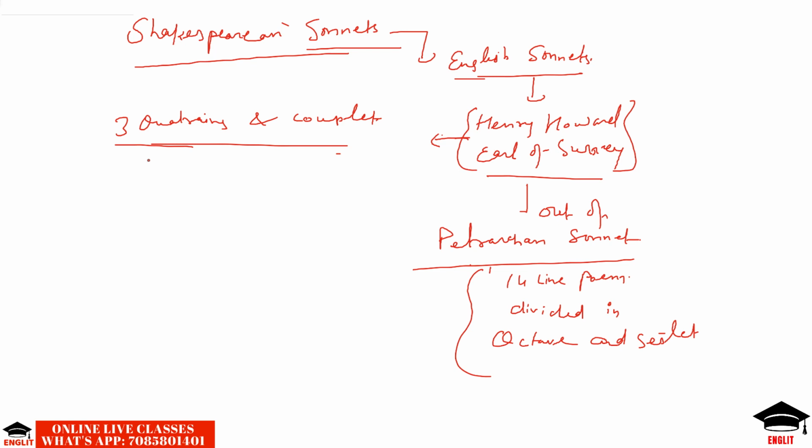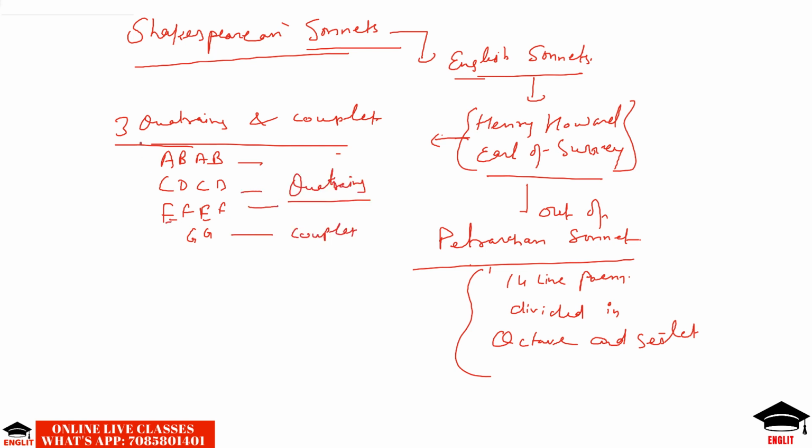The rhyming scheme of this kind of sonnet was AB, AB, CD, CD, EF, EF, and GG. So these were three quatrains and this was a couplet. This kind of form was developed by Earl of Surrey Henry Howard and it was later adopted by Shakespeare.